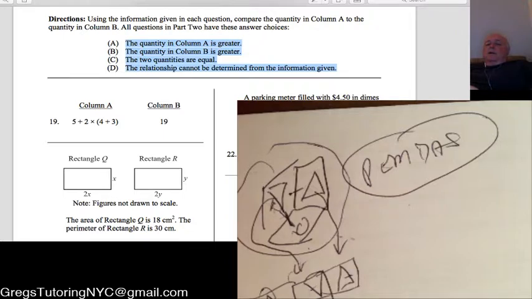PEMDAS says to do multiplication and division first, and then do addition and subtraction. It also says to do parentheses first. So we're going to do the 4 plus 3 first. We're going to get 7. And then it says do multiplication and division, from left to right, that's the precedence. So 4 plus 3 is 7. 7 times 2 is 14. And we're left with addition and subtraction. In this case, just addition. And we're going to do that left to right. So we get 5 plus 14 is 19. So 19 should be C, because we get 19 equal to 19. Okay?